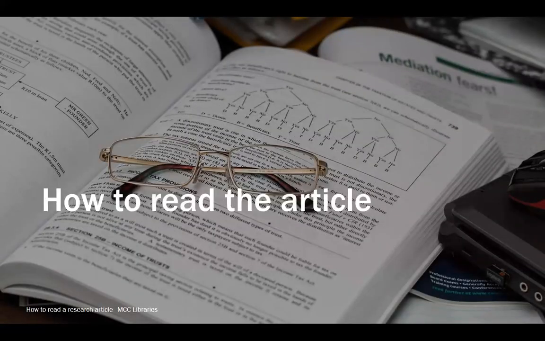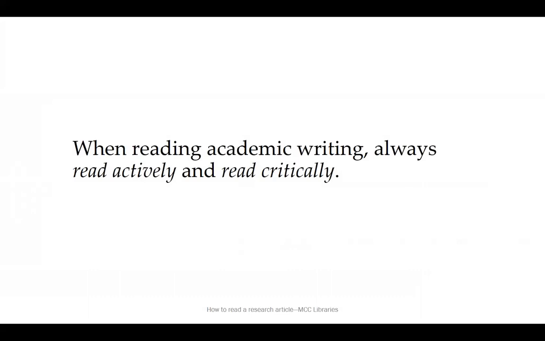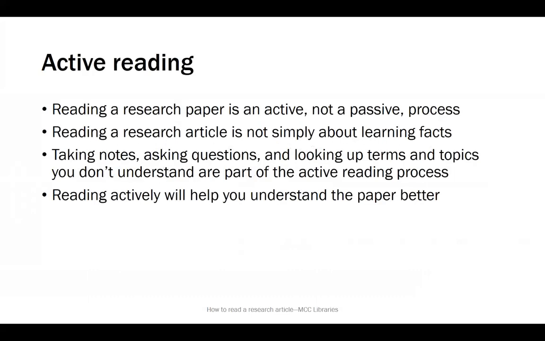Now, how to read the article. When reading academic writing, always read actively and read critically. So active reading: a research paper is an active, not a passive process. Reading a research article is not simply about learning facts. Taking notes, asking questions, and looking at terms and topics you don't understand are part of the active reading process. Reading actively will help you understand the paper better.